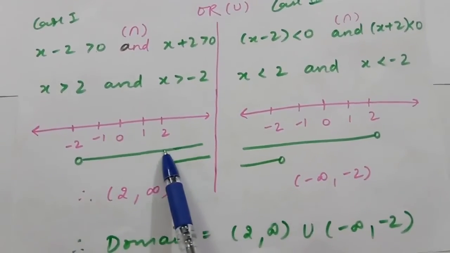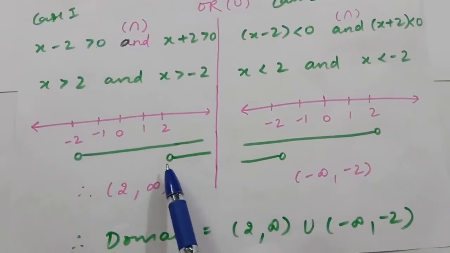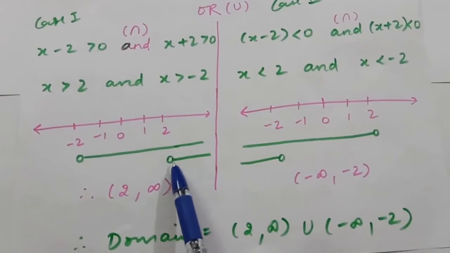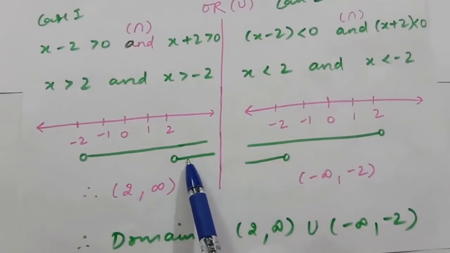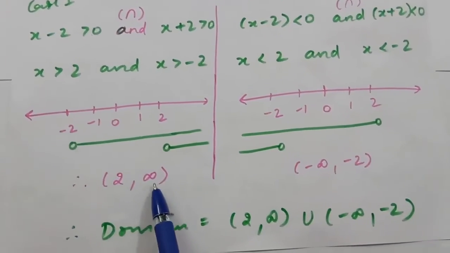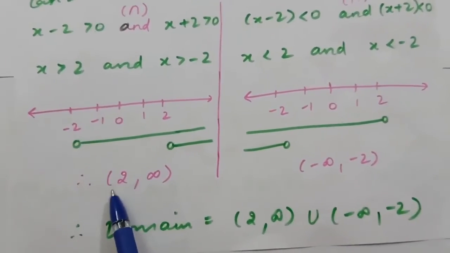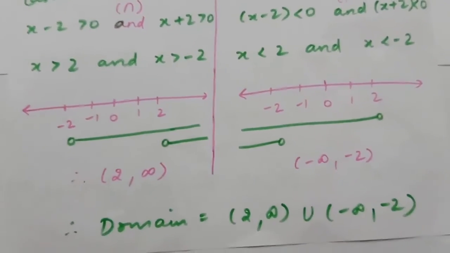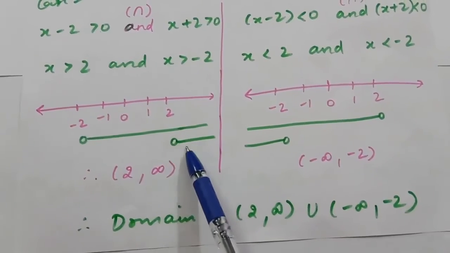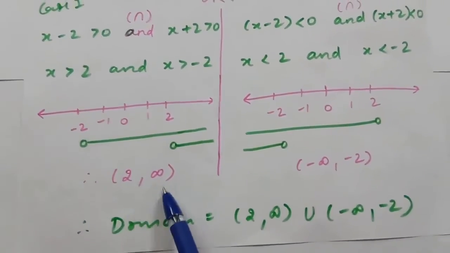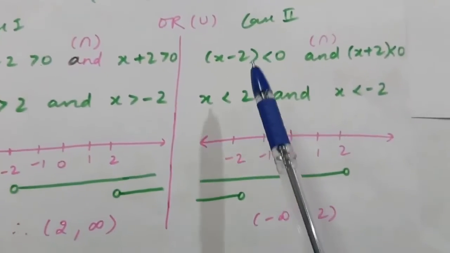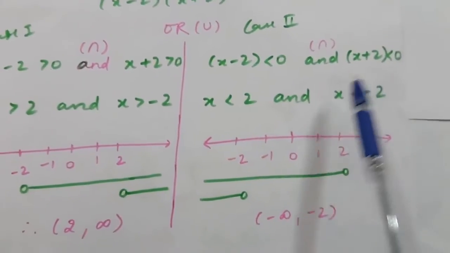As you can see, 2 is included on the above line, but in the second line we can see here it is an empty circle which shows 2 is not included in this. So we have to take intersection. So intersection will be 2 to infinity, and at 2 open bracket will come because 2 is not included in the second one, so it will not be included in the intersection. Clear? Now we will take the second case, which is when both the terms are less than 0.